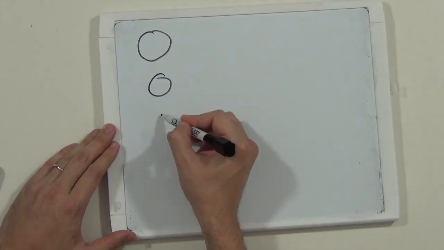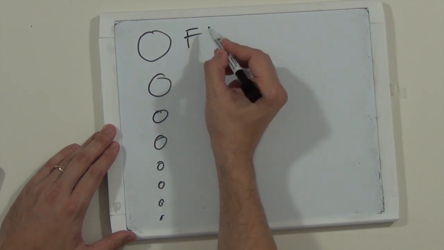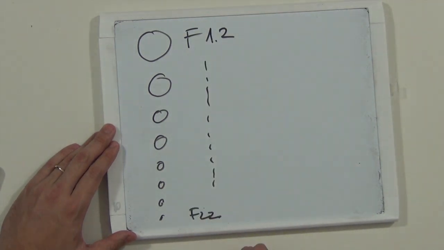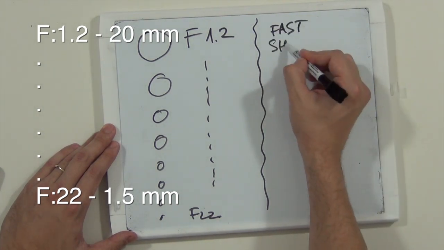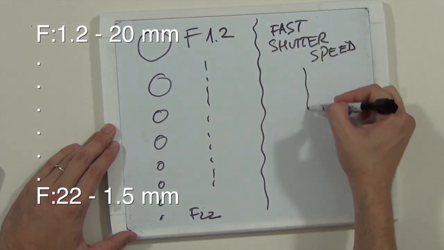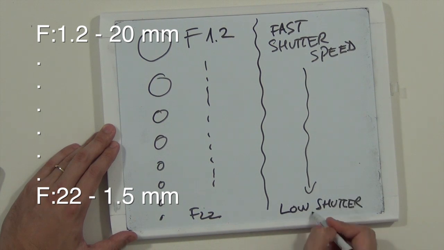1 inch is 25.4 millimeters. It is expressed as a fraction. Just to make things very simple, just remember, the smaller the number, the bigger the hole. The biggest is f1.2, which is 2 centimeters, and f22 is the smallest. It's approximately 1.5. Everything in between, you're going to be using.